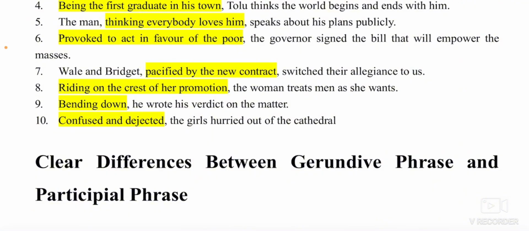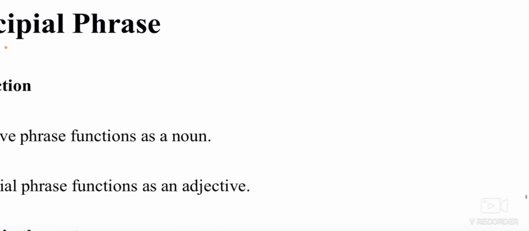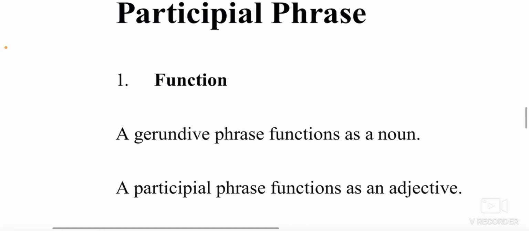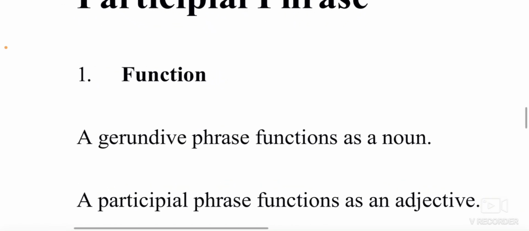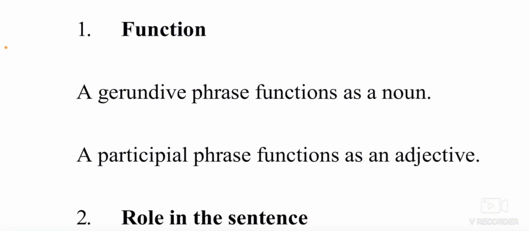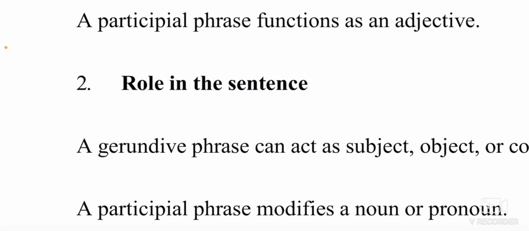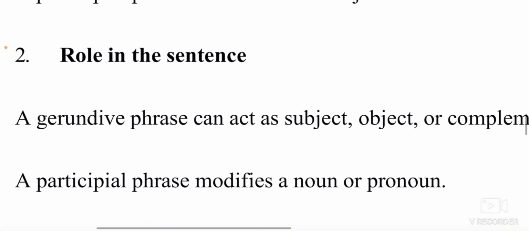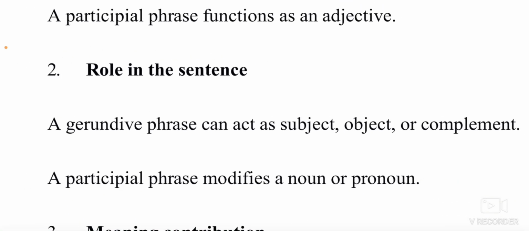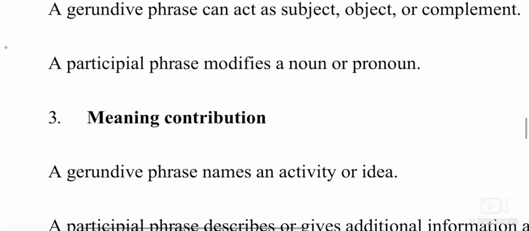Then let's talk about the clear differences between the gerundive phrase and participial phrase. Number one thing we talk about here is function. A gerundive phrase functions as a noun, a participial phrase functions as an adjective. Another thing is role in a sentence. They have different roles in a sentence. While a gerundive phrase can act as a subject, object, or complement in a sentence, a participial phrase can only modify a noun or pronoun.